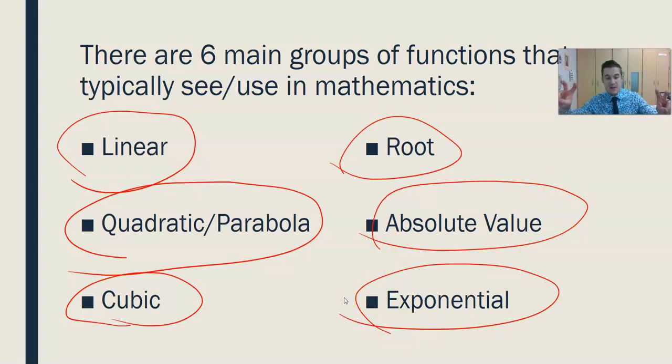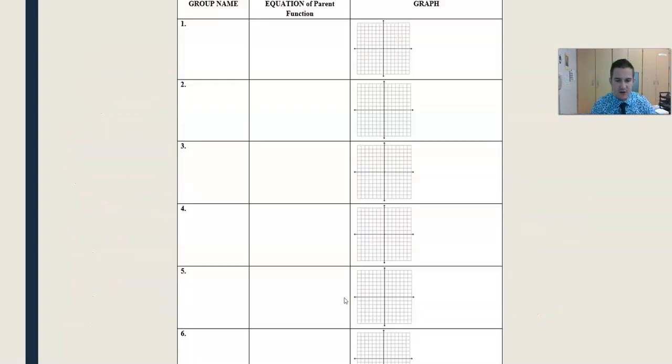That's the mathematical terminology we're going to use to describe each of those 6 functions. So if you're in my class and you have a pack of guided notes, there's a page in your guided notes that looks like this, where you're able to write the group names, the equations, and the graphs. So each of these group names are going to be linear, quadratic, cubic.